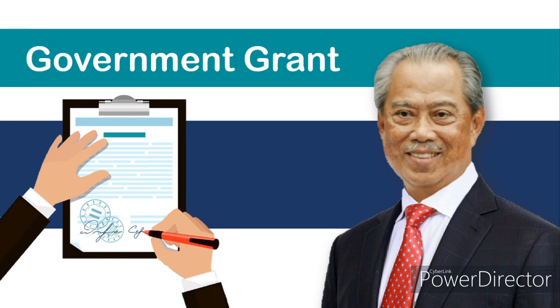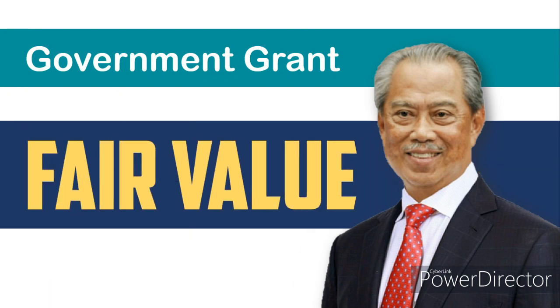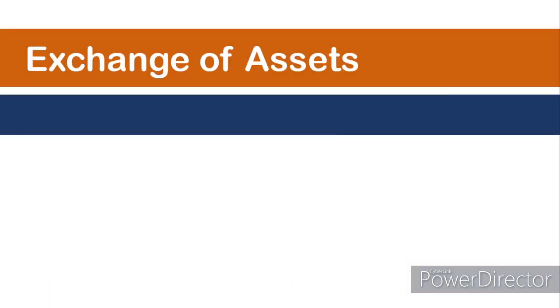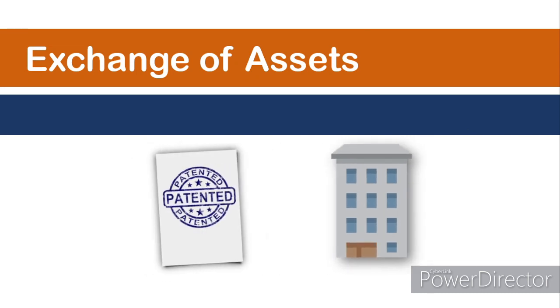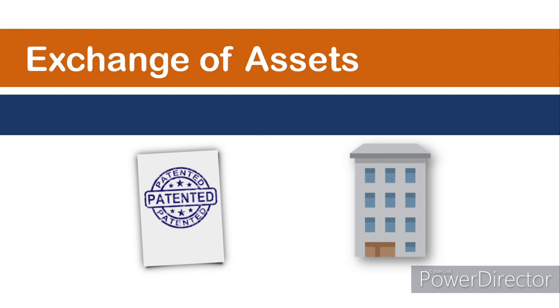So this kind of intangible asset, which is a government grant, will be valued at its fair value. The next one will be exchange of asset. This is quite simple. You have an asset. Let's say you have a building and the other company has a patent that they are not using, so you want to exchange it. So we swap it, and then how to value the new patent that you receive? We will value it based on the asset being exchanged.